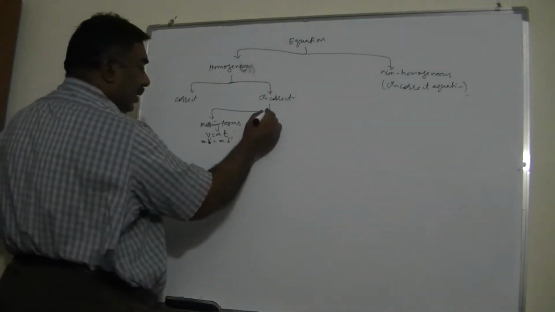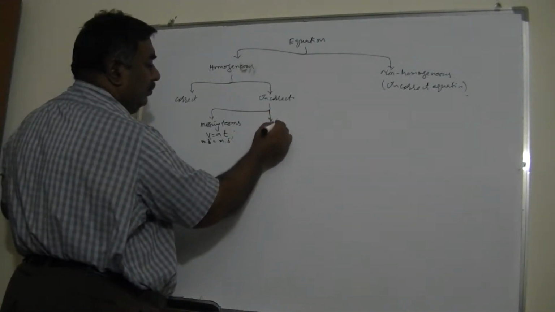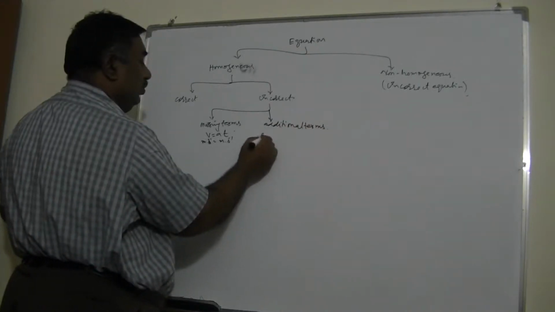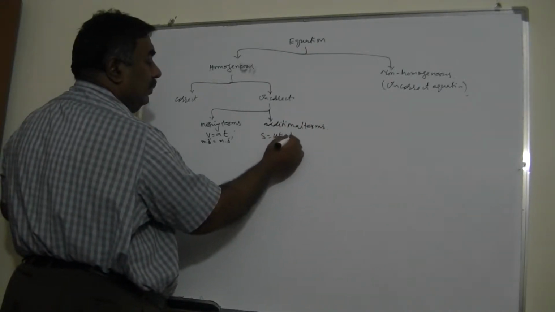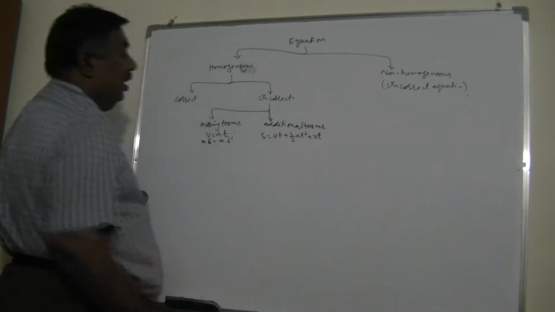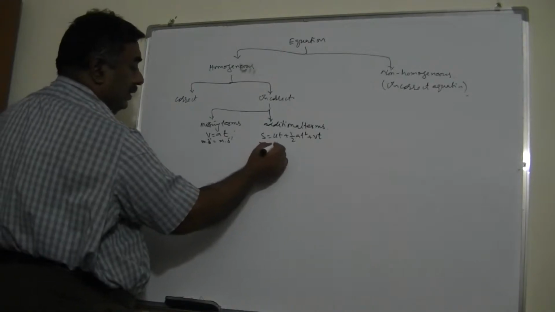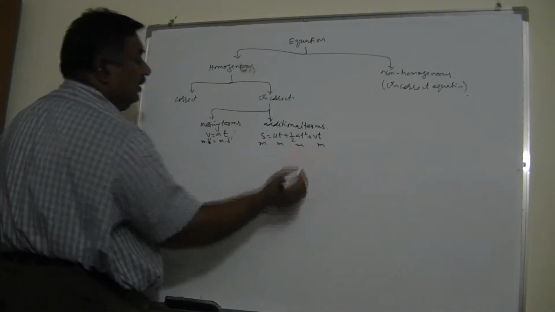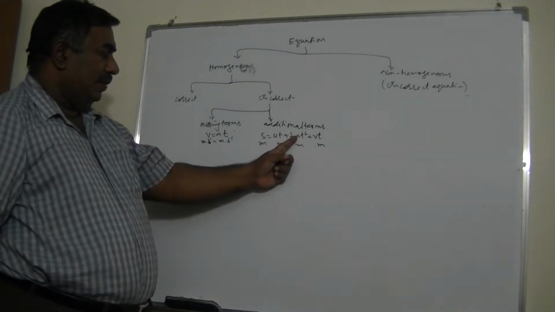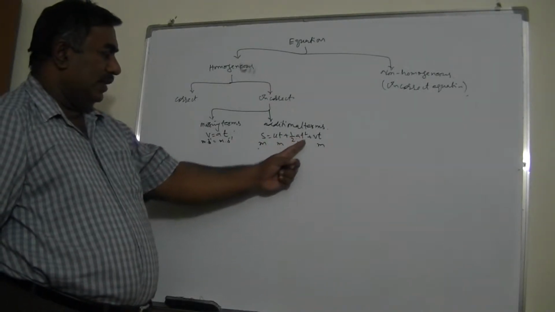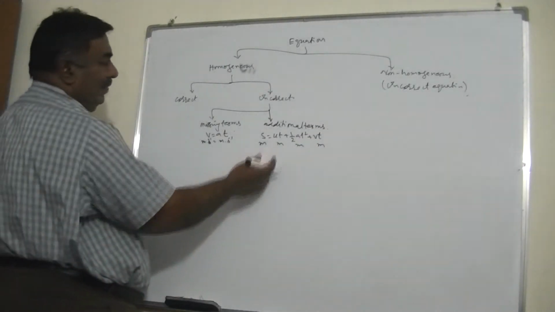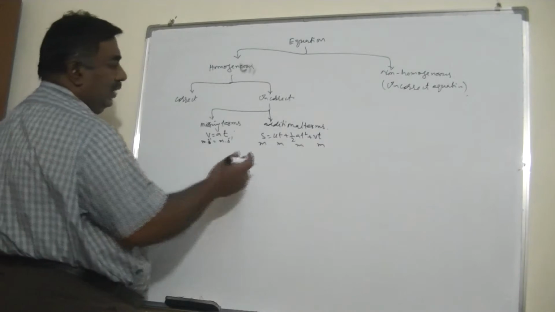Then there can be some additional terms also. Suppose S is equal to ut plus half at square is the correct equation. If I add a term Vt, now definitely this is the unit meter, this also meter, this also meter, this also meter. You can verify. Meter per second times second is meter, half at square is meter per second squared into second squared, meter, and meter per second into second will also be meter. So this is definitely a homogeneous equation but incorrect.